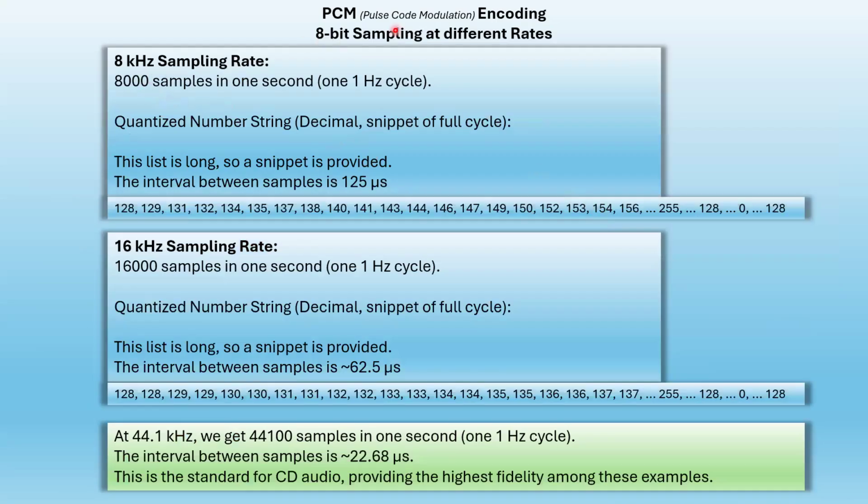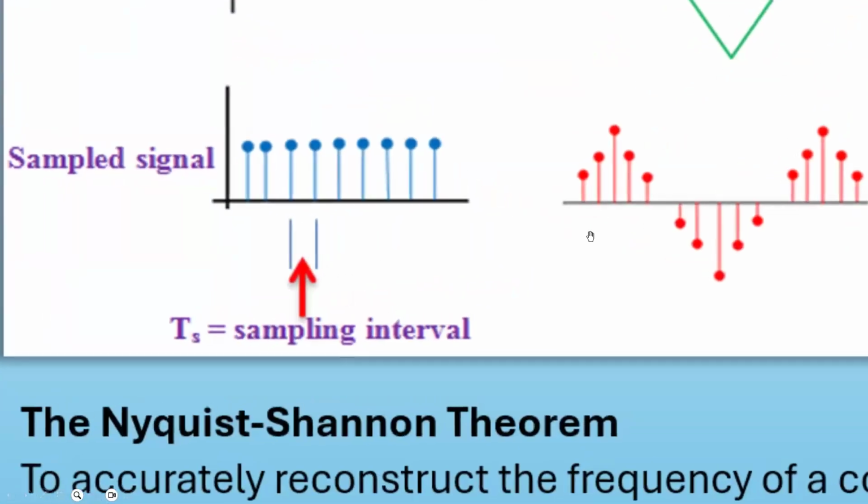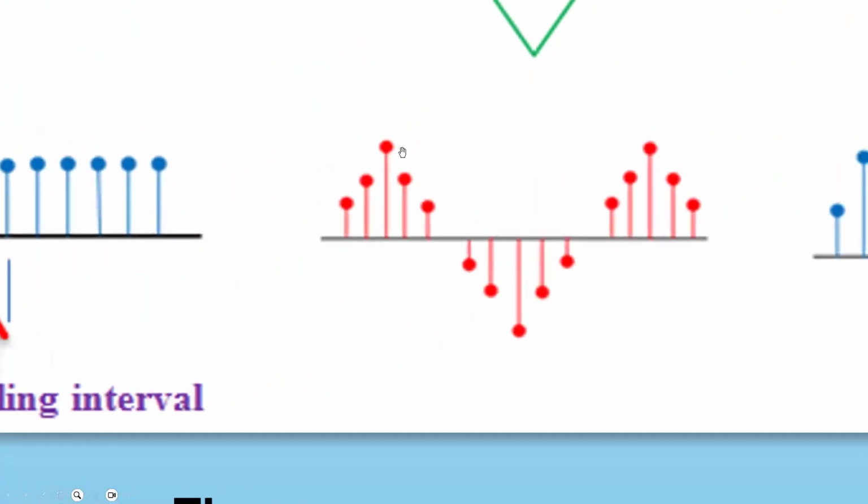So let's say for the 8-bit sampling rate at different rates, we have an 8-bit vertically. What does that 8-bit tell us? It's telling us how many samples we can have vertically.